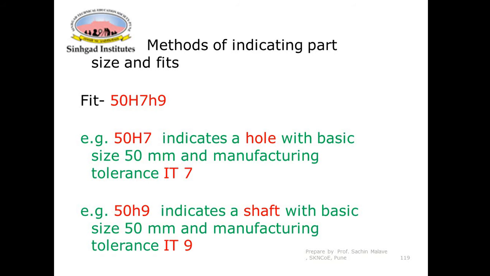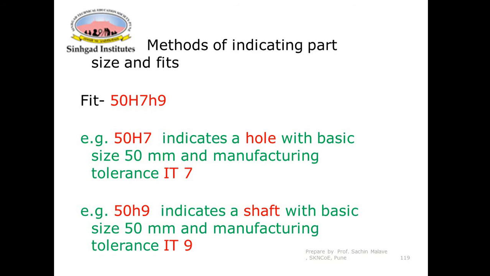capital letter. 7 indicates the tolerance for the hole. So this 7 is associated with the capital H. Then this is a small h, so it indicates the fundamental deviation for the shaft because it is a small letter. And 9 indicates the tolerance. 9 is nothing but IT9, international tolerance grade 9. It indicates the tolerance for the shaft.